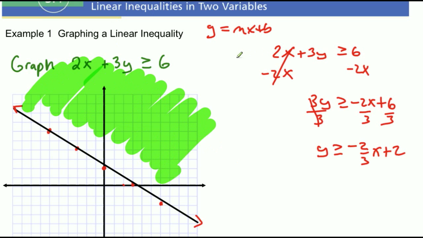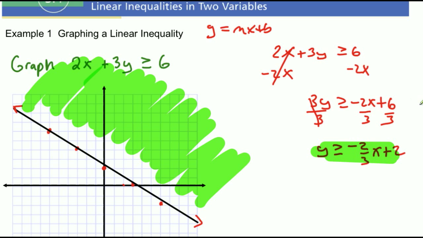Something that I do want to make a note of is that we're not using this inequality right here. Even though they're the same right now, sometimes we'll have to flip the inequality if we divide or multiply by a negative number. So we always want to use the inequality that we derived when we solved for y.